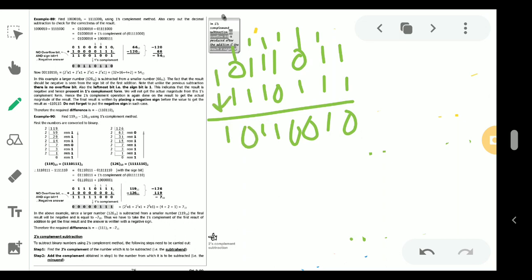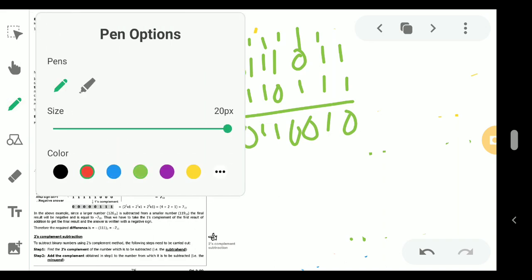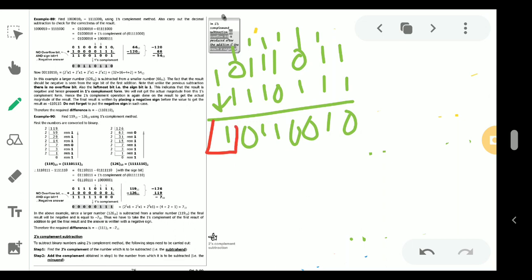If there is any carry generated, what do you have to do? This particular carry that is generated, we have to just ignore it. We will not consider any carry part. So the final answer would be 110010. This is the final one. If any carry is there, then we will ignore it.